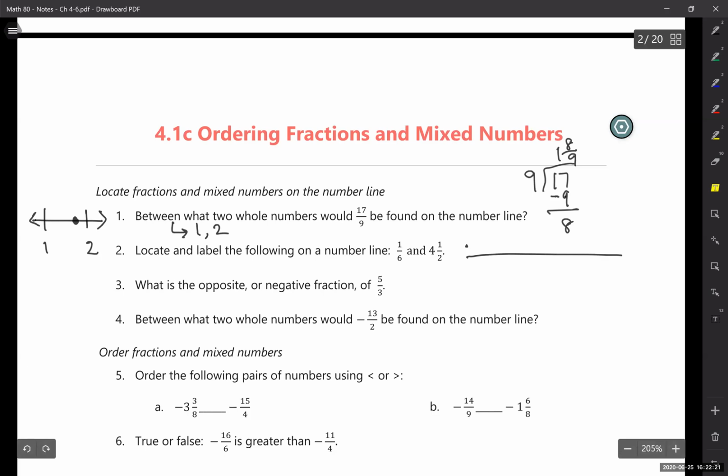And so 1/6 is tiny. So I would take the space between 0 and 1 and I would cut it into 6 pieces. 2, 3, 4, 5, 6. And 1/6 would just be one of those pieces. So right here is 1/6.